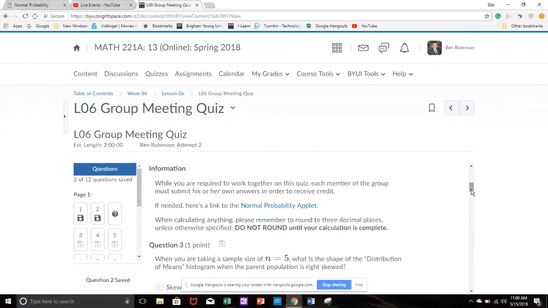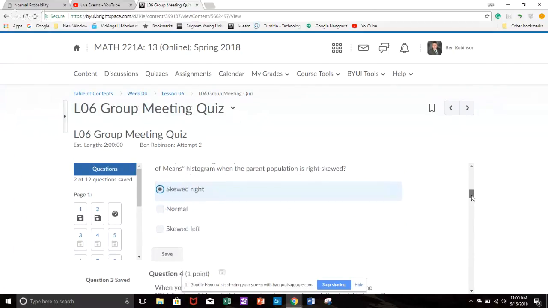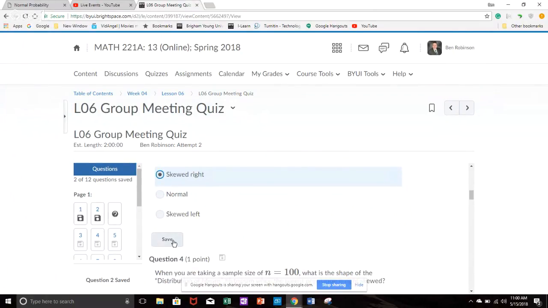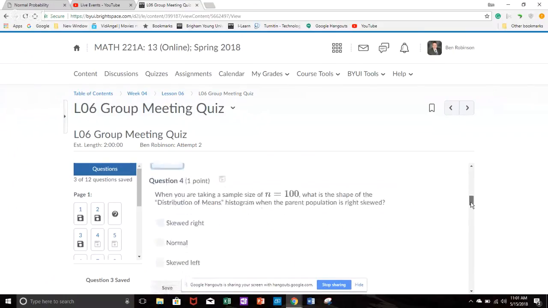Okay. When you're taking a sample size of n equals 5, what is the shape of the distribution of means histogram when the parent population is right skewed? Because the size of the group is under 30, it's going to maintain the right skewed shape. Anybody disagree? It also says the right skew there. I agree. Okay.